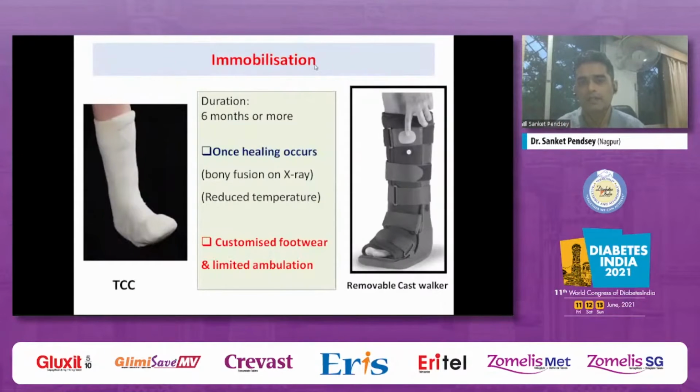And the treatment is primarily immobilization for prolonged periods, sometimes from 3 to 12 months, with the help of a total contact cast, or sometimes we can also use a removable cast walker like this. Subsequently, once healing is achieved and bony fusion occurs, the patient is advised customized footwear and lifelong limited ambulation.